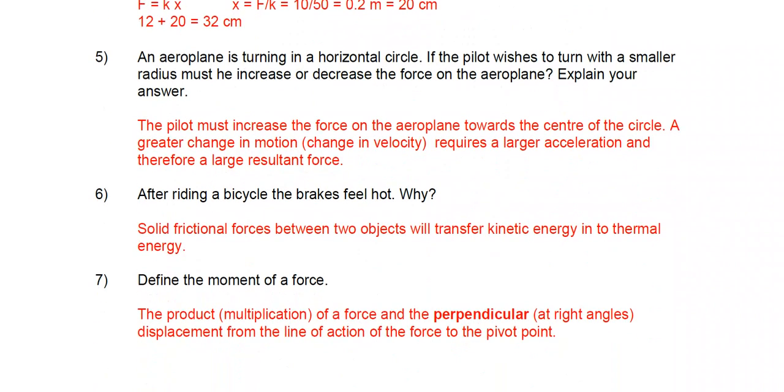Question 5. An aeroplane is turning in a horizontal circle. If the pilot wishes to turn in a smaller radius, must he increase or decrease the force on the aeroplane? Explain your answer. Well, the pilot must increase the force on the aeroplane towards the center of the circle. A greater change in motion or a greater change in velocity is required. Therefore, we're going to need a larger acceleration. If you have a larger acceleration, you need a larger resultant force.